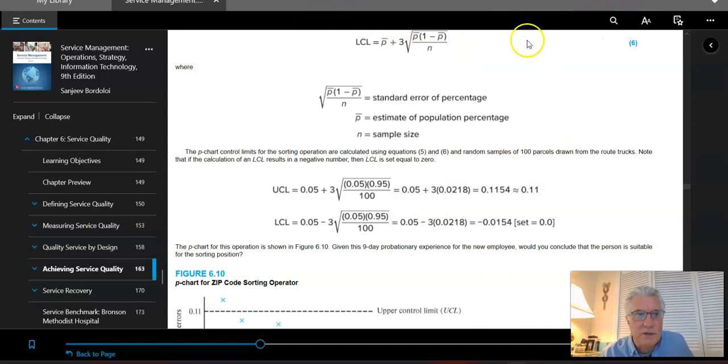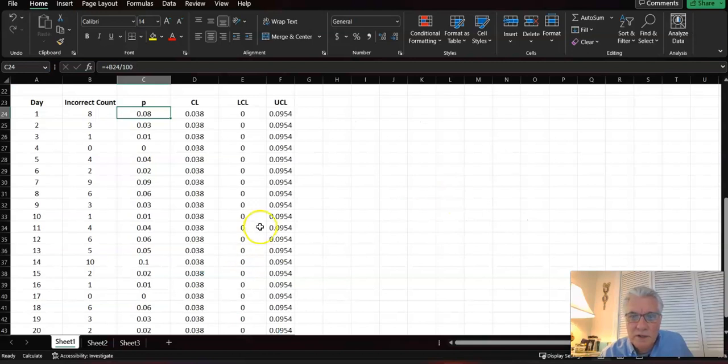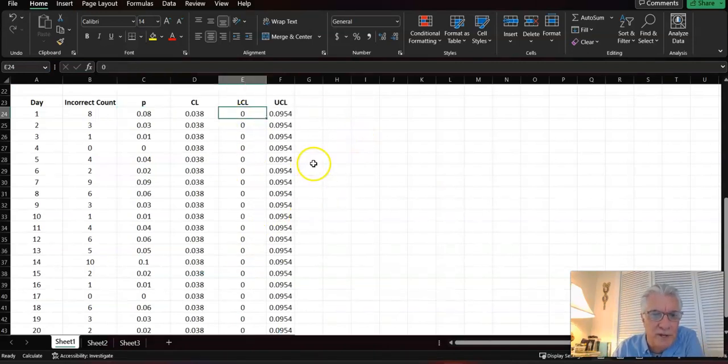So let me get this chart off here without messing up everything and go back to this. So you can see the lower control limit.